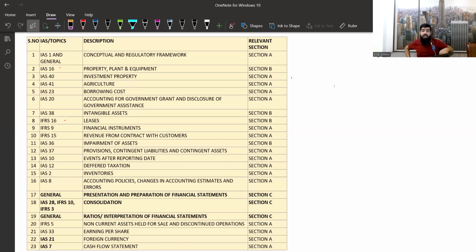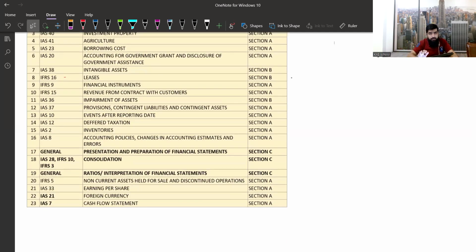But what I can guarantee, or tell you with confidence and assure you, is that there are three topics that are very important. And these three topics are, number one, the final accounts.